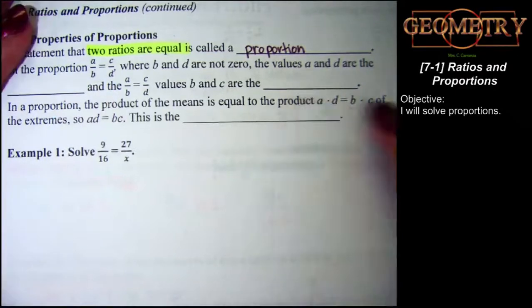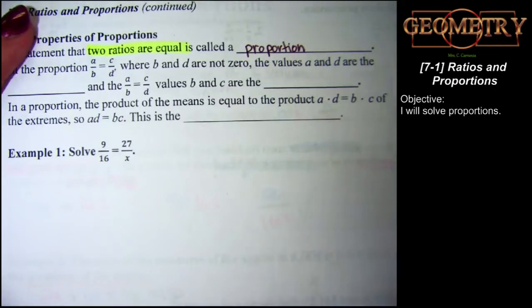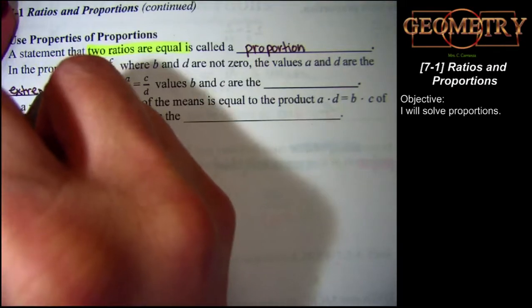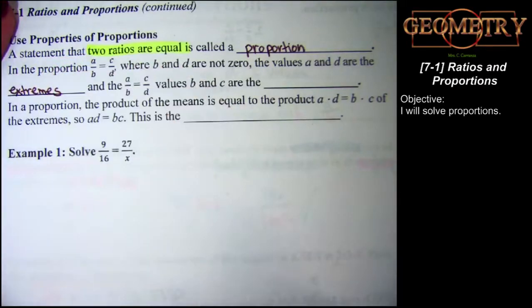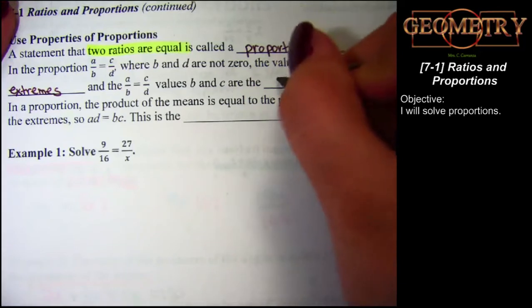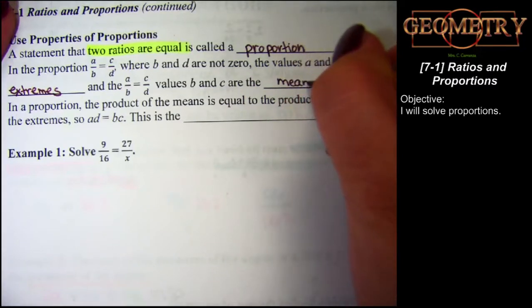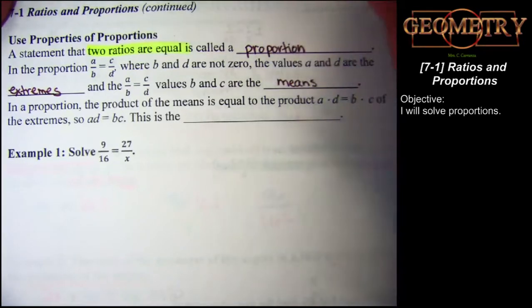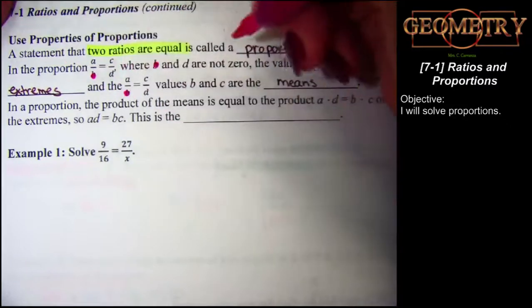The values A and D are the extreme values. And B and C are the mean ones. They're not very nice. Nobody invites them to the parties. Get it? So glad you went with me on that joke.